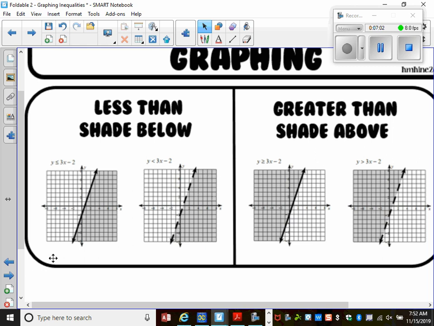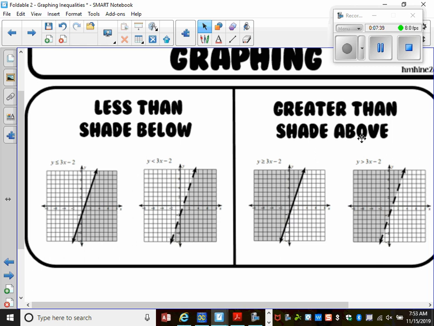Can you tell me why? Yes. If it has an equal sign, it's a solid line. If it doesn't have the equal sign under it, then you make a dashed line. Now, what does that mean in terms of the problem? It simply means all of the points along the solid line would be a solution to the inequality. All of the points along the dashed line, those coordinates would not be a solution to the inequality.